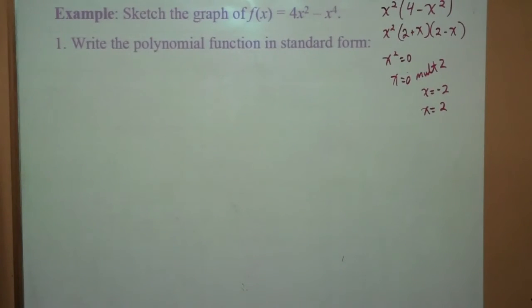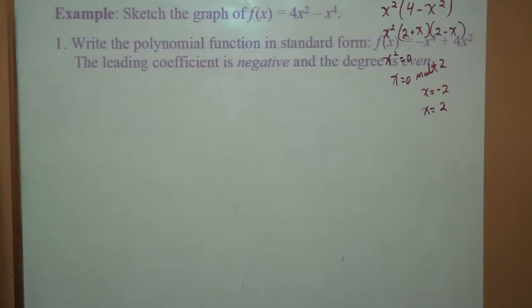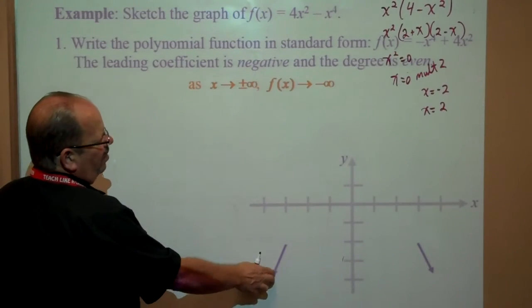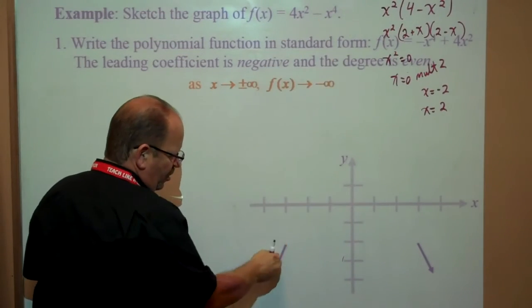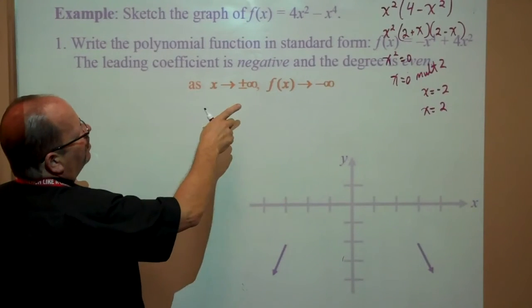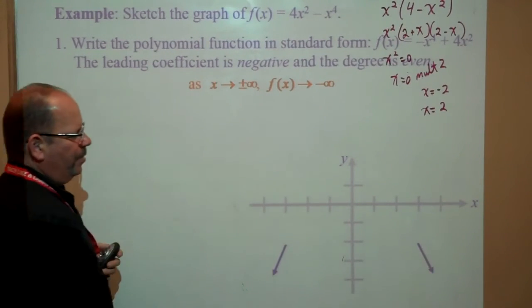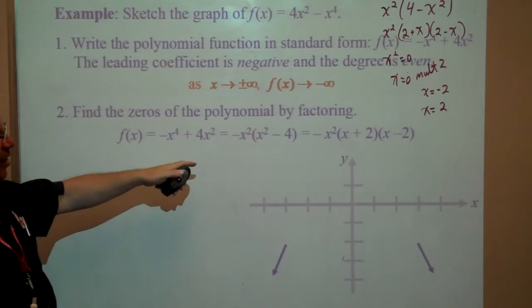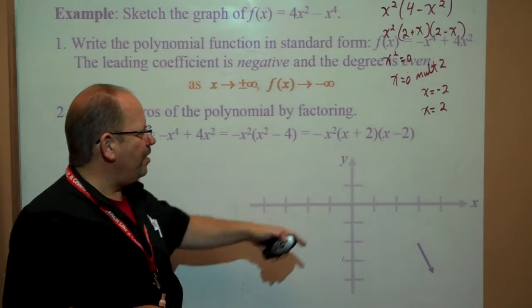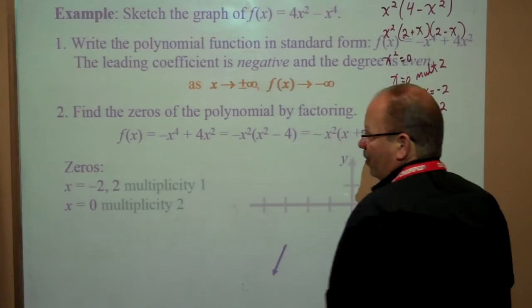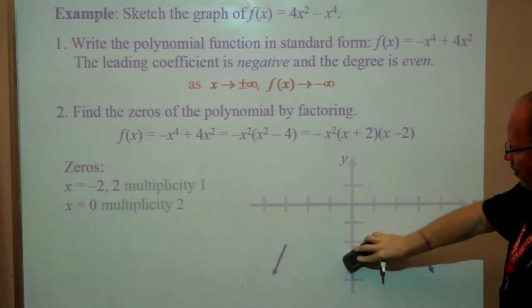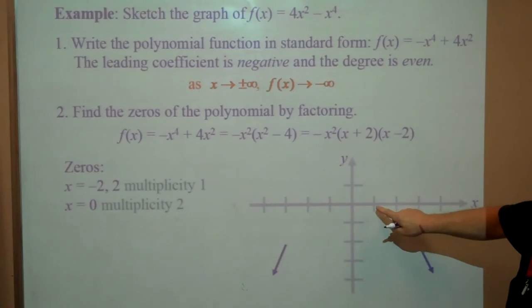So we write it in standard form. The leading coefficient is negative. The degree is even. So we know the end behavior: since the leading coefficient is negative, it's going to open down. It's even, so both sides are going towards negative infinity as x gets bigger. And then we use the zeros that we've just found: x equals positive and negative 2, and x equals 0, multiplicity 2. So we're able to come over here and locate positive and negative 2 and 0.